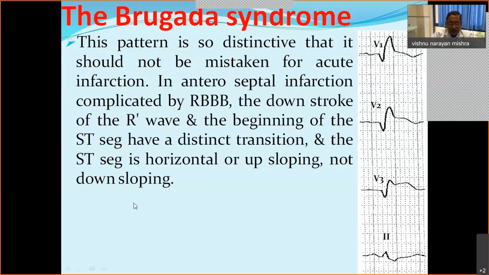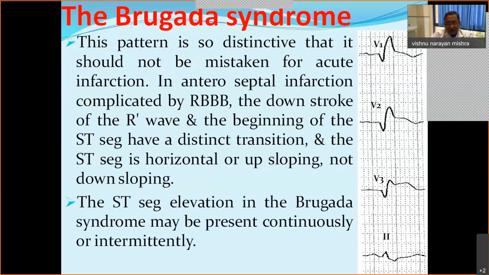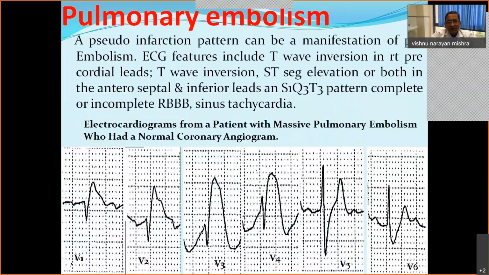So in brief, the ST segment may be horizontal or upsloping, but not a downsloping ST segment. The ST segment elevation in the Brugada syndrome may be present continuously or it may be present intermittently. So both kinds of ST elevation may be there. That means it may be in multiple leads or it may be in a few leads.